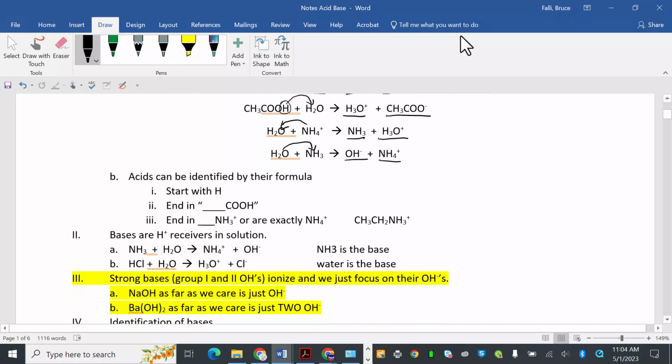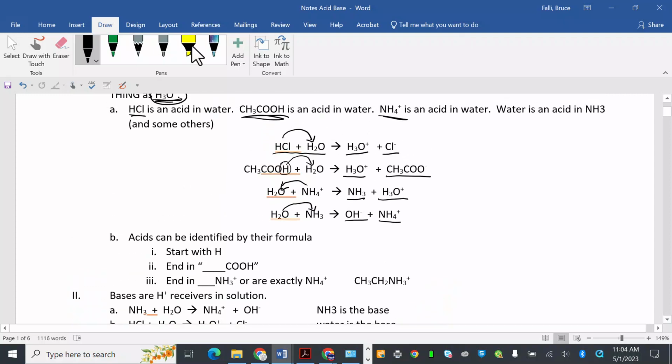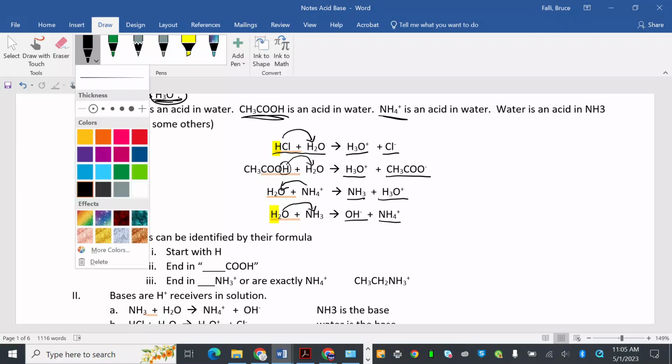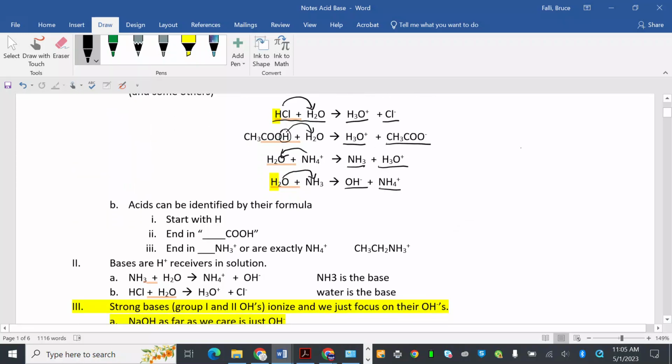Acids can be identified by their formula. My favorite part is, if it starts with an H, I say that H says, hello, I'm an acid. How did I know this is an acid? Hello, I'm an acid. Almost every acid starts with an H, and it says, hello, I'm an acid.